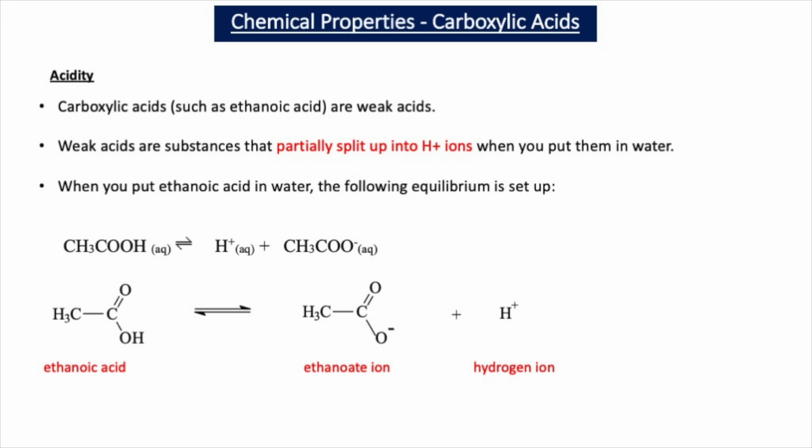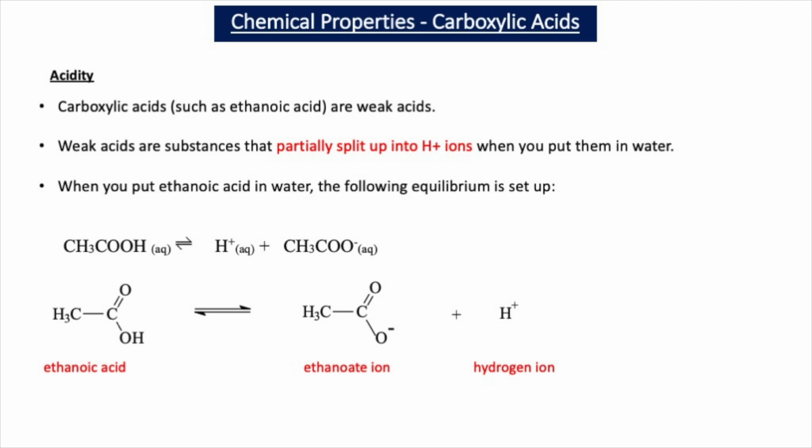I've shown here an equation to show the ethanoic acid molecules breaking up into ethanoate ions and H+ ions. You'll notice that an equilibrium is set up, the reaction is reversible, and typically in every 1,000 molecules of ethanoic acid, around 4 stay split up at any one time. So the equilibrium is very much on the left hand side here.